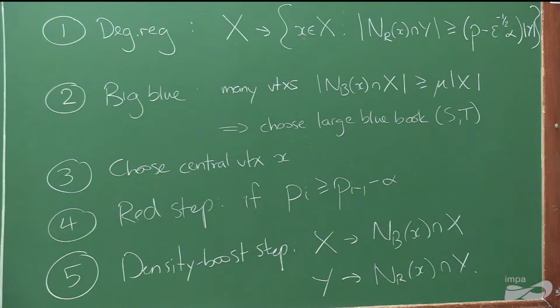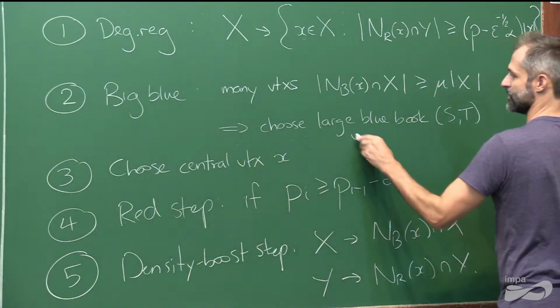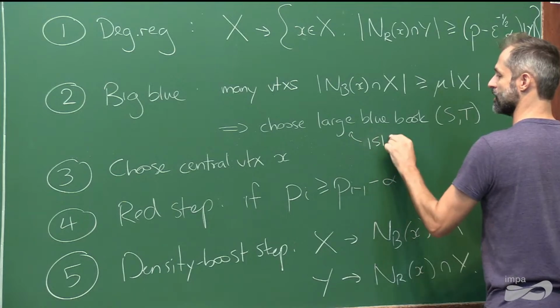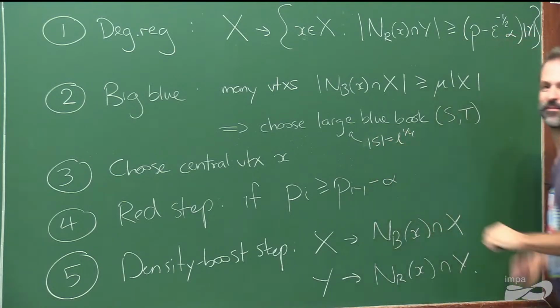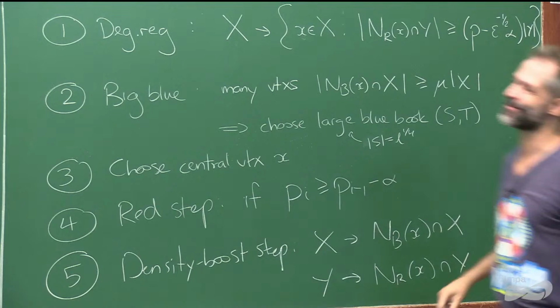And in step 2, we also know the size of T is less than 2 because of the lemma. So large means L to the 1/4. Anything else I should add? I mean, there's a lack of space, so we can add things as we go along, maybe, as we need them.